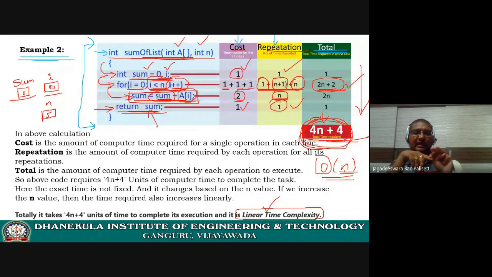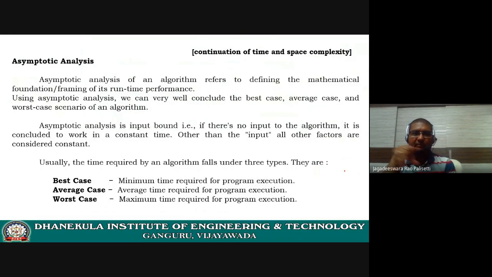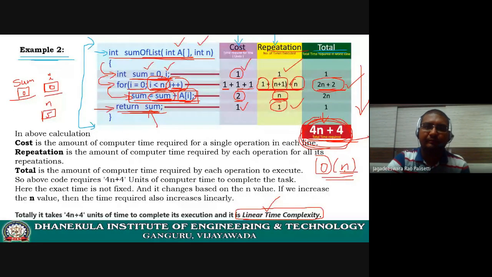All these 3 are asymptotic notations, asymptotic analysis, which we will discuss tomorrow. No hurry with it. I hope everyone understands what time complexity is. Space complexity we will not concern now.